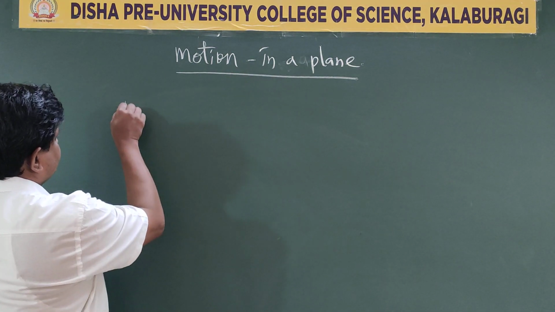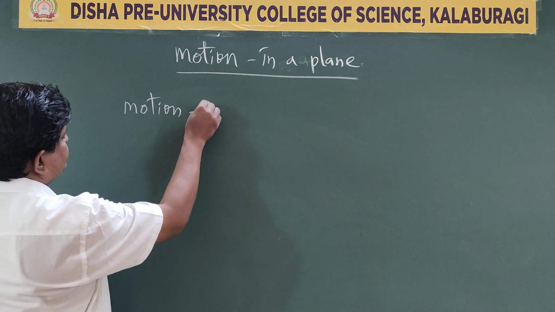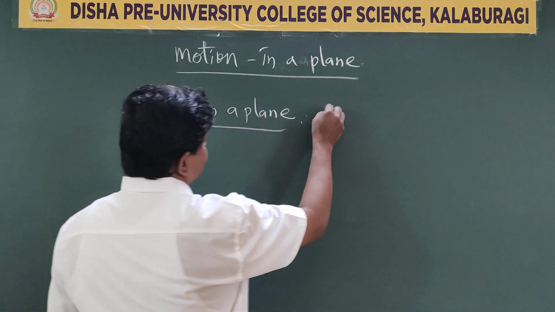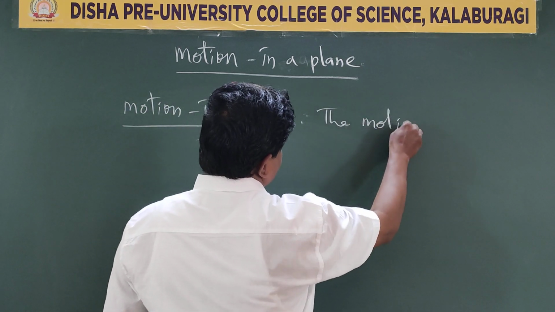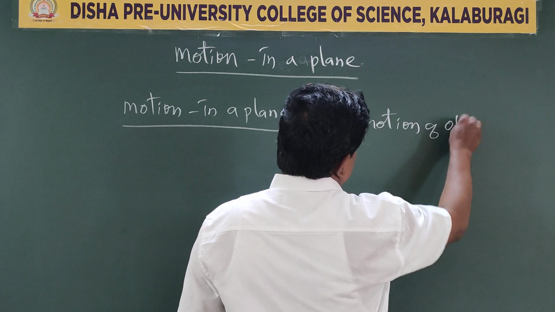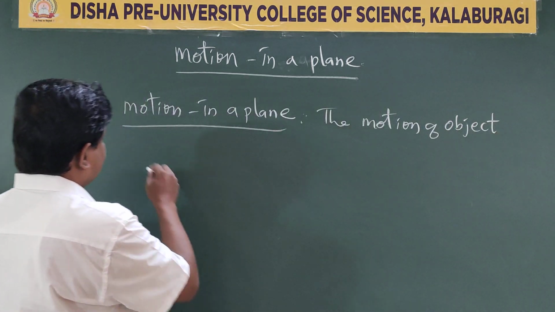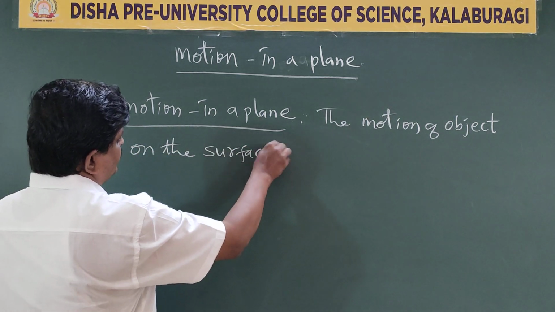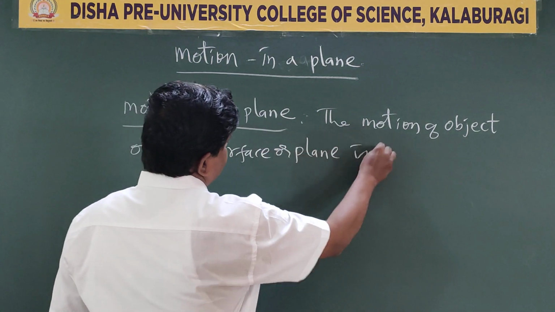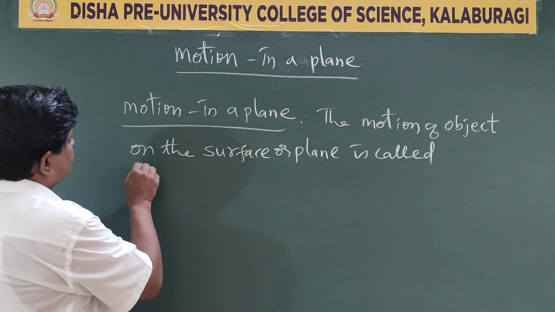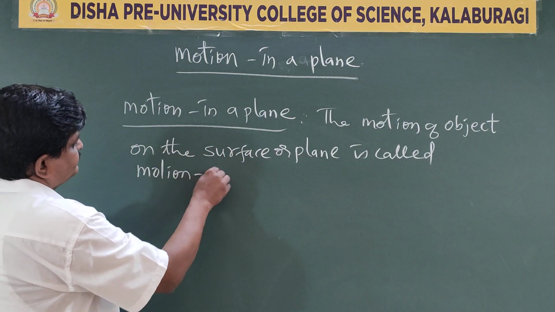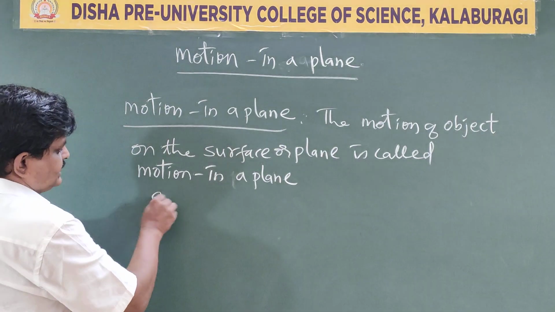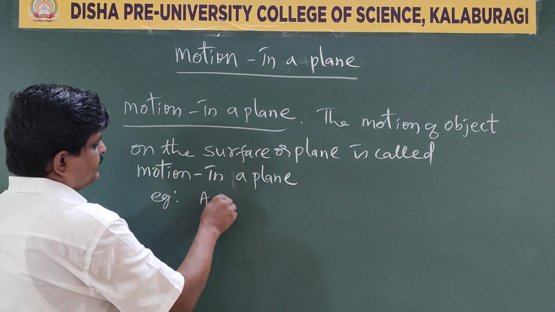It is a chapter. Now we will go to the definition. Motion in a plane. What is the motion in a plane? The motion of an object, or you can take it as a particle, on a surface or plane is called motion in a plane. What is the other name? Two-dimensional motion. Okay, example please. Example, a projectile motion.